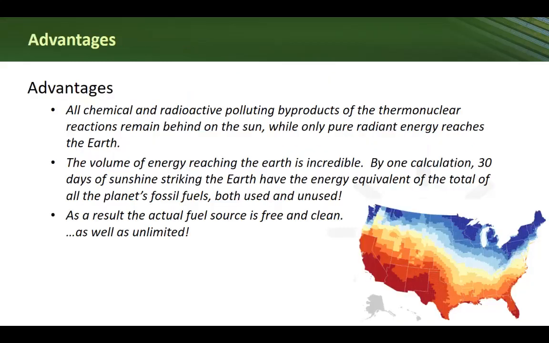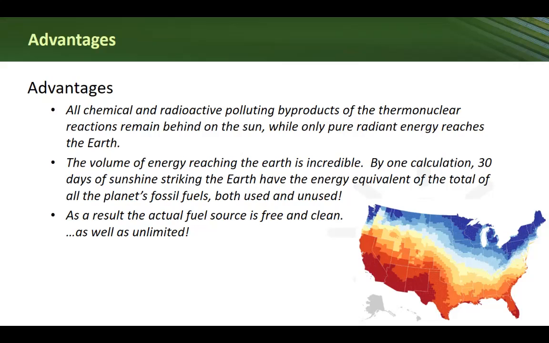So what are the advantages of solar power? We'll go over these very broadly, and we'll return to these at the end of the presentation. Well, all the chemical and radioactive polluting byproducts of thermonuclear reactions, think about all the nuclear waste that occurs with a nuclear power plant, they remain behind on the sun, while only the pure radiant energy actually reaches our planet.